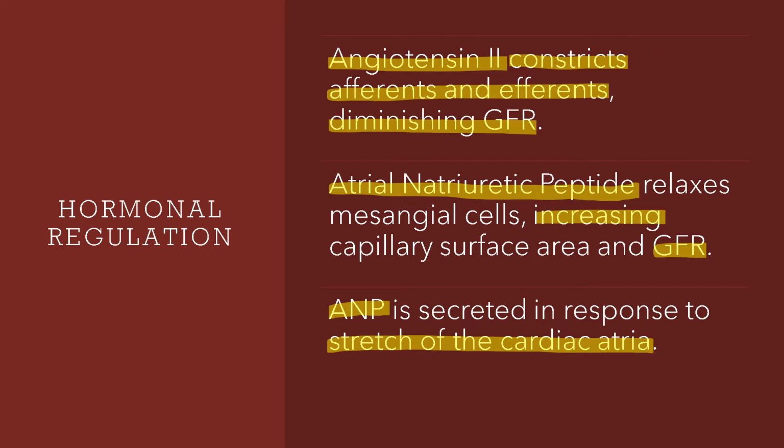Now, by causing relaxation of the glomerular mesangial cells, ANP increases the capillary surface area, and this is going to be the surface area that's available for filtration. And GFR is going to increase as surface area increases. So the more surface area available for filtration is going to allow the overall glomerular filtration rate to increase because of that.